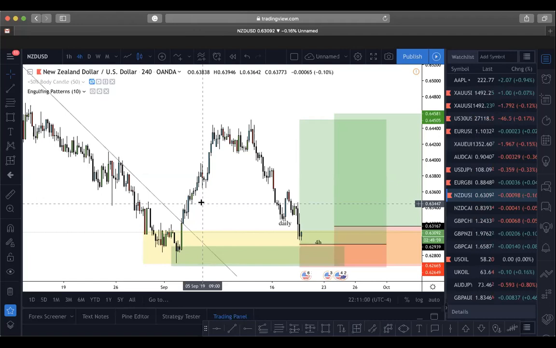Exactly. If you combine them with everything else you learn, and you find a zone that lines up with everything else you learn, then you'll be confident in placing a trade in that area.